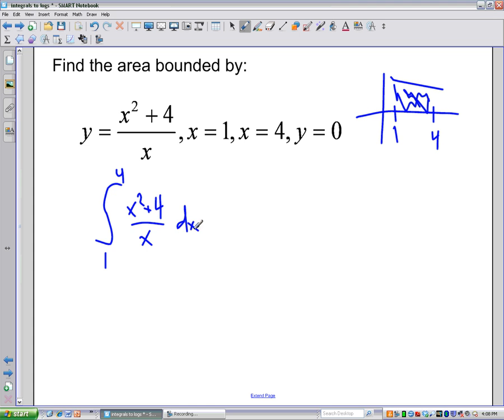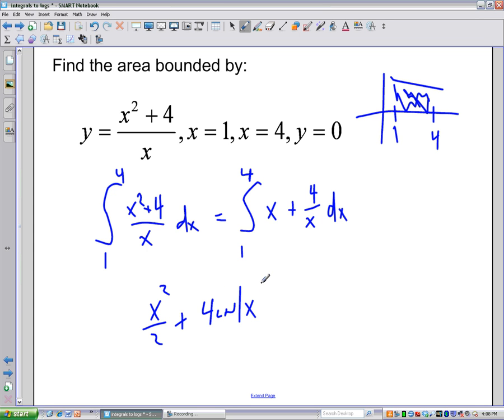How are we going to handle this? Well, we're going to simplify it, because we recognized almost immediately that that was an STD. So it's x plus 4 over x, right? We now have to anti-differentiate x, and this is just 1 for 4. So x squared over 2. We know how to anti-differentiate 4 over x. It's 4 natural log of x. And we're not doing a plus c because it's a definite integral. Okay, so now we get to evaluate.